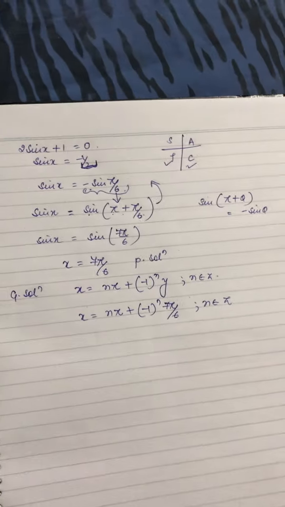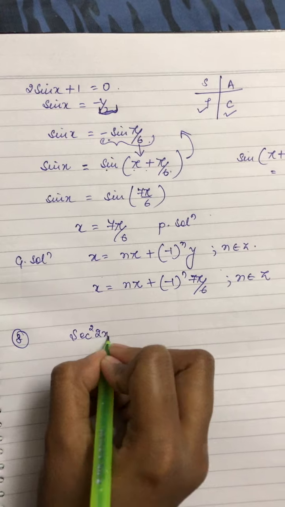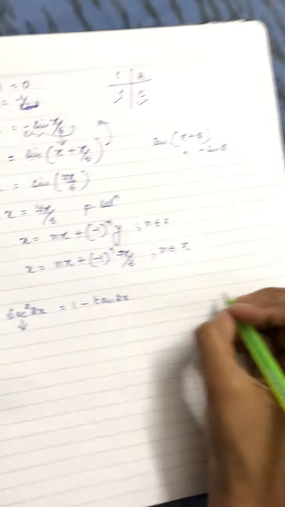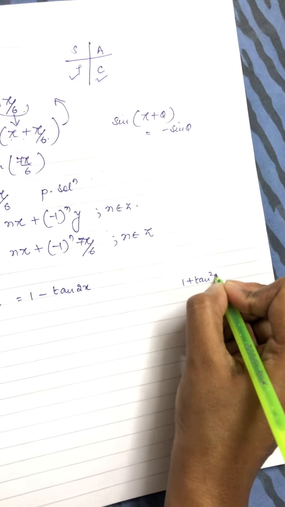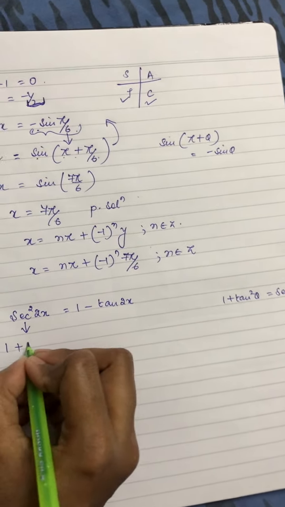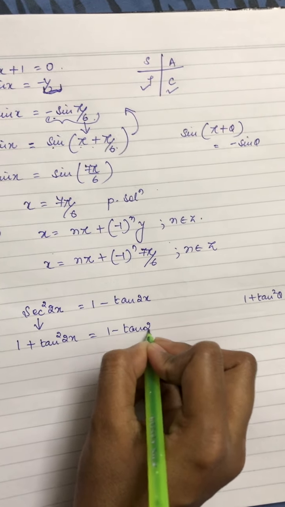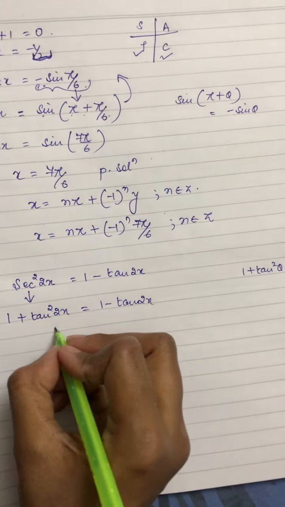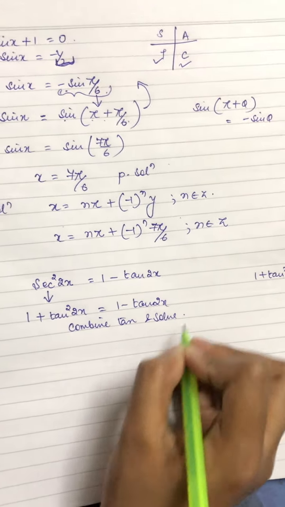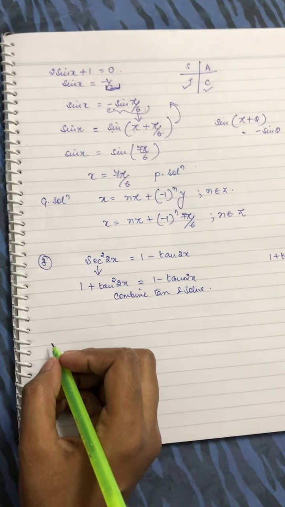Okay. In 8, I can just give you a hint. It is sec squared 2x is equal to 1 minus tan 2x. This is like 1 plus tan square theta is equal to sec square theta. So this can be written as 1 plus tan square 2x equals 1 minus tan 2x. Combine tan and solve. And question number 9, you can combine any two parts and apply the formula of sin a plus sin b, which is 2 sin (a plus b) by 2 cos (a minus b) by 2, and then it will be done.